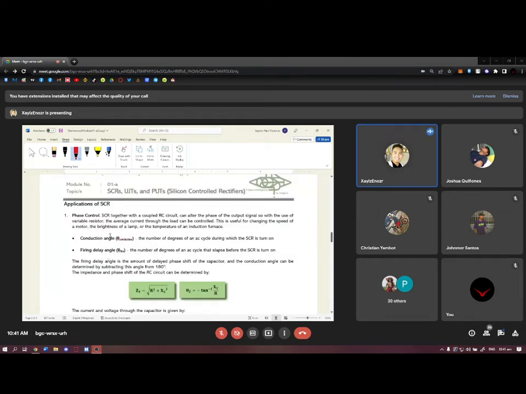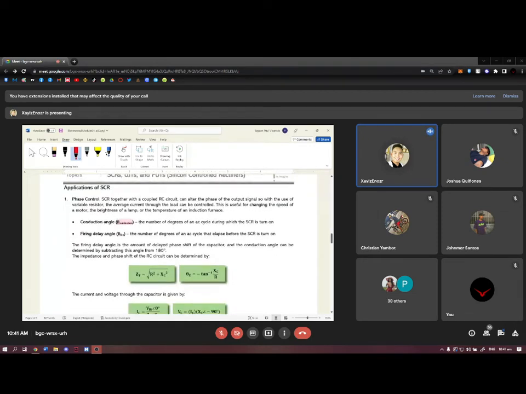Phase control, SCR, together with the coupled RC circuit, can alter the phase of the output signal with the use of a variable resistor. The average current through the load can be controlled. This is useful for changing the speed of a motor, the brightness of a lamp, or the temperature of an induction furnace. Okay, so one of the applications of SCR is phase control.